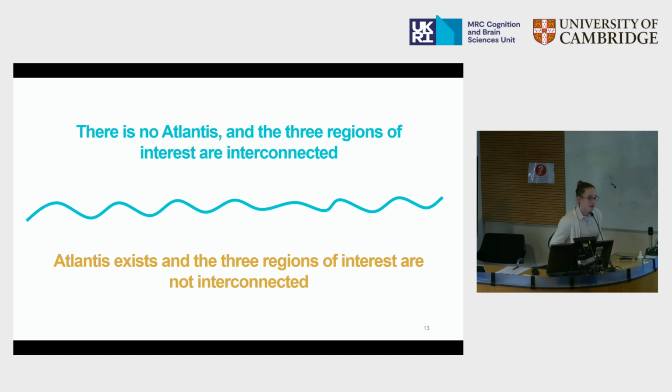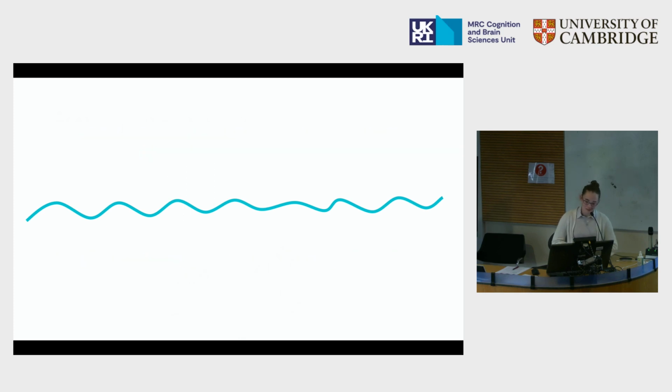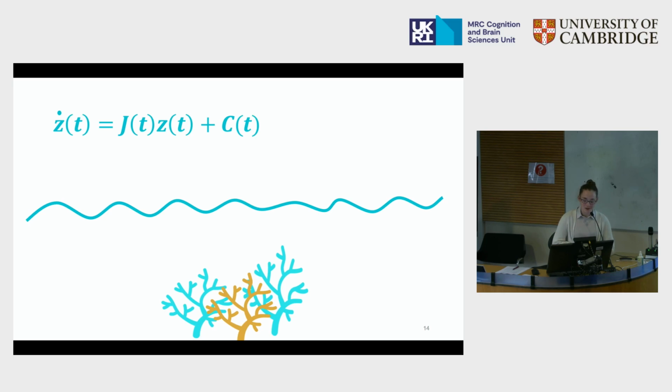Now, in order to turn this into something that we can model, we first need to introduce a bit of maths. So, this is the first equation we'll come across. This is basically characterising what exactly might be going on the ocean floor. Here, ż(t) is the rate of change in our activity depending on what's happening in the world.